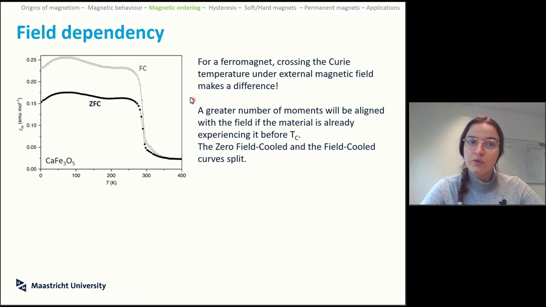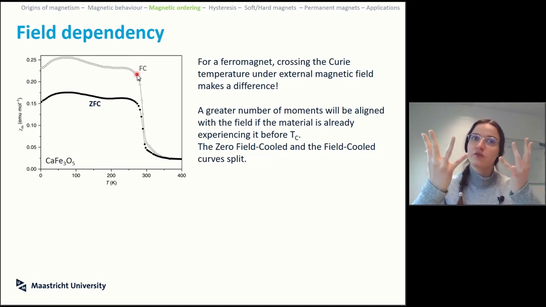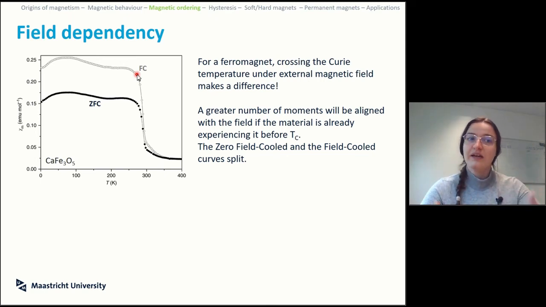But when you cool down in field, so you impose a magnetic field when your material is in the paramagnetic state, you start to see that yes, the transition temperature is still the same, but there is a gap between the zero field cooled and the field cooled line, because when you field cool, more moments align in the direction of the field, so the susceptibility of your material immediately becomes higher. This is the experimental susceptibility of a calcium ferrite material.